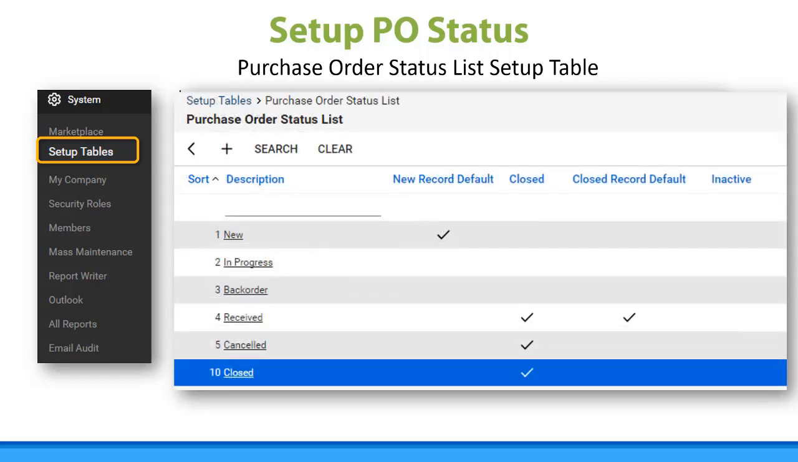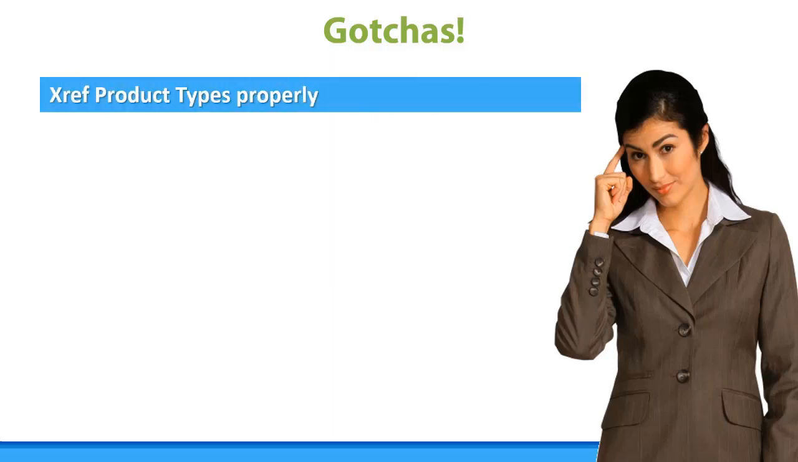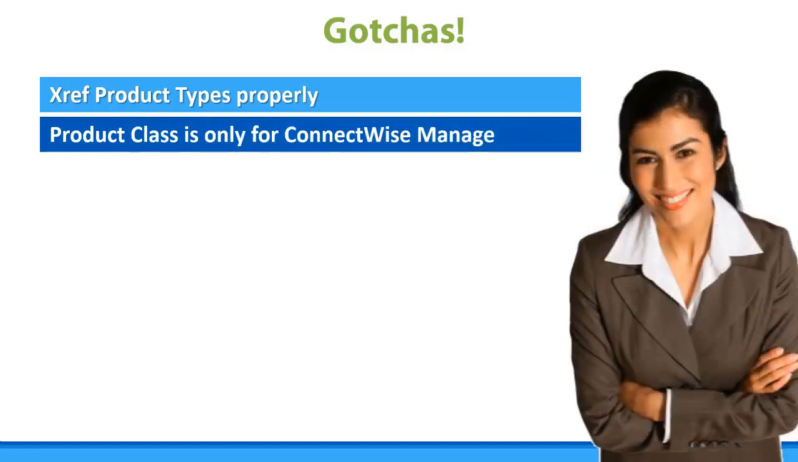Even though we have covered these, we find that gotchas are the most common mistakes partners make that can cause big headaches. First, we want to make sure that the cross-reference on the product types are set properly. Remember, the product cross-reference from the setup table determines the actual product type that goes over to the accounting package. Product class controls the product flow in ConnectWise Manage, and while it often matches product type, it doesn't have to.